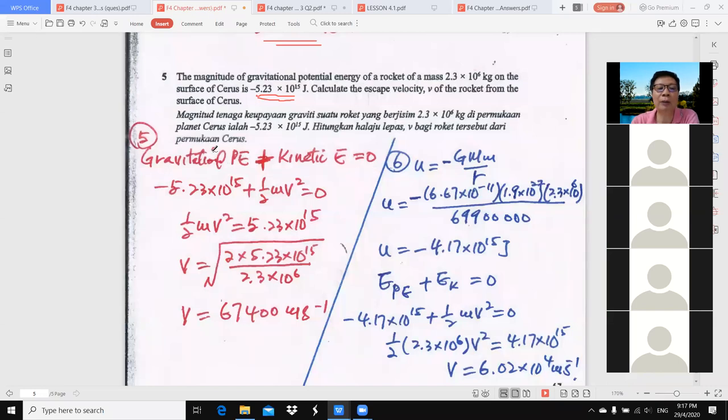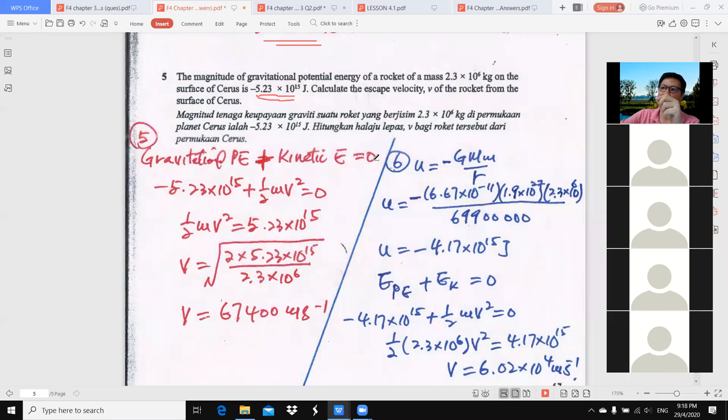Why does the gravitational potential energy plus kinetic energy become zero? You see, they are in opposite directions. Kinetic energy is going up as the rocket flies up, while the gravitational potential is in the opposite direction, pulling it back down. So when you total up, it must become zero. One is positive, one is negative, so when you add them up it must be zero.